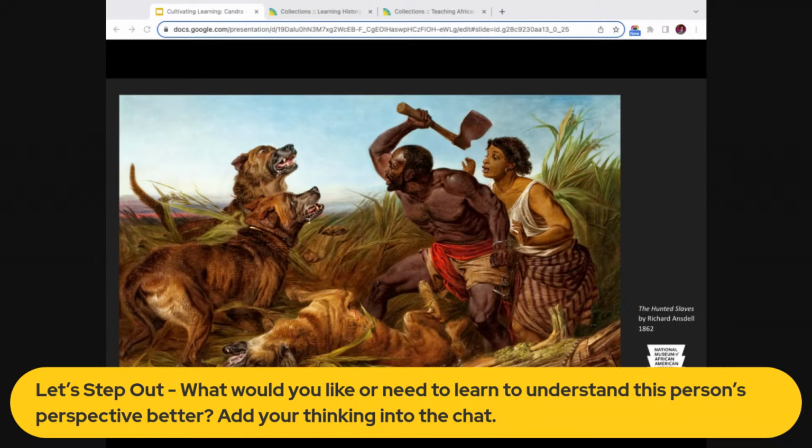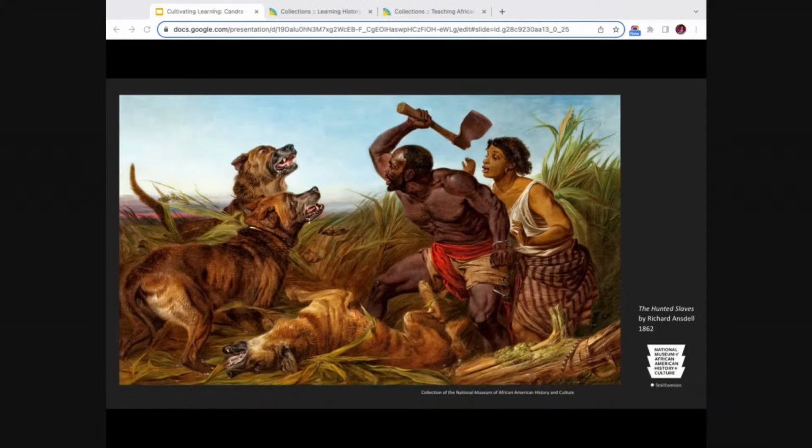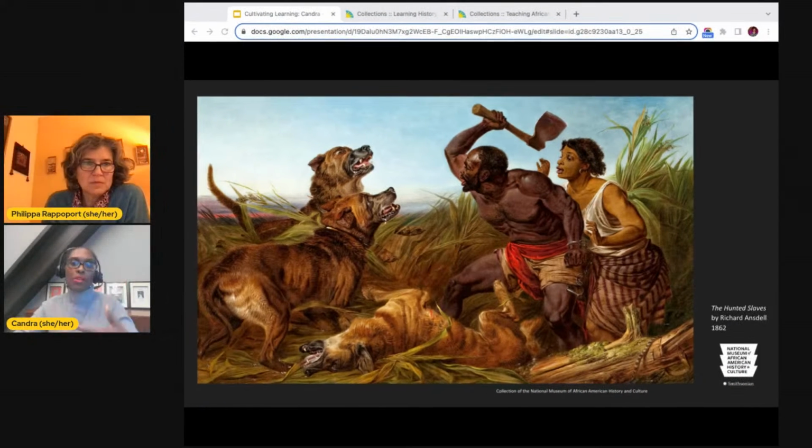So let's do the last part of this routine and let's step back. I want you to have a moment of personal reflection. What do you notice about your own perspective during this exercise? Happy if anybody wants to share into the chat, but I really want this to be something where you personally have a moment of self reflection. What do you notice about your own perspective during this exercise?